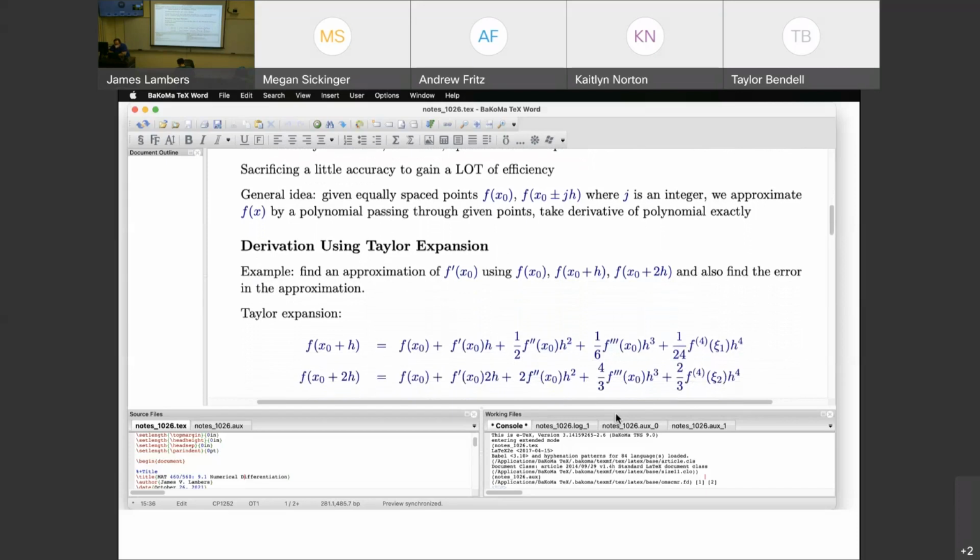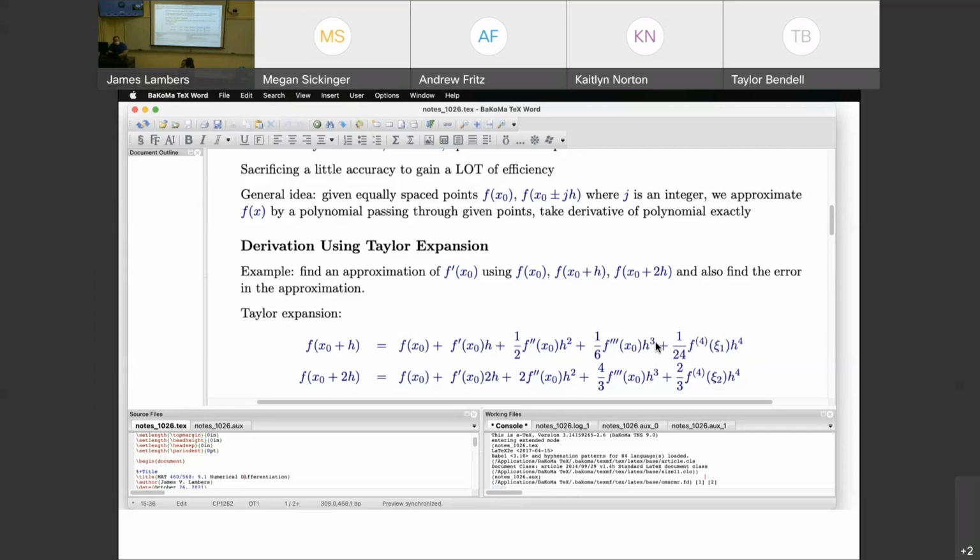So I'll use an example to illustrate the process of constructing a numerical differentiation method. The method that you use, the approximation you get, depends on which points you're using to approximate the derivative. So I want the derivative at some point x0, and I'm going to use these three values of f. So x0, x0 plus h, x0 plus 2h. Notice in this case, I'm using points only to the right of x0. So I'm not using points to the left. I'm not using like x0 minus h.